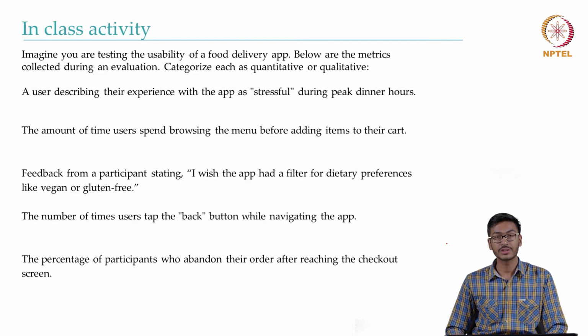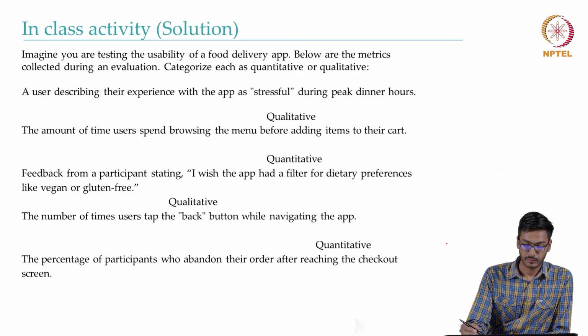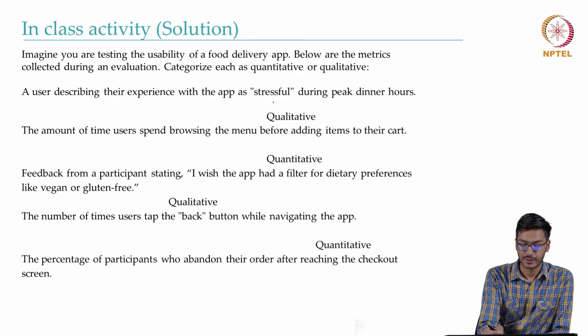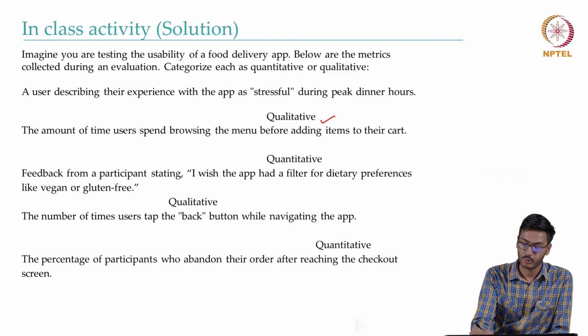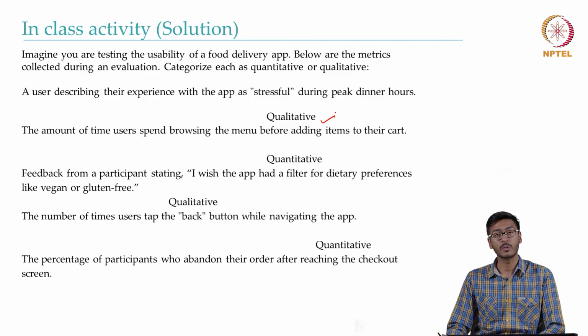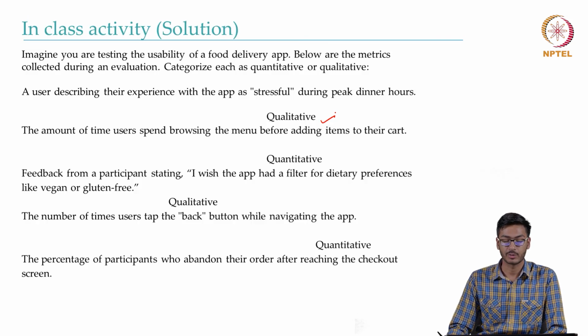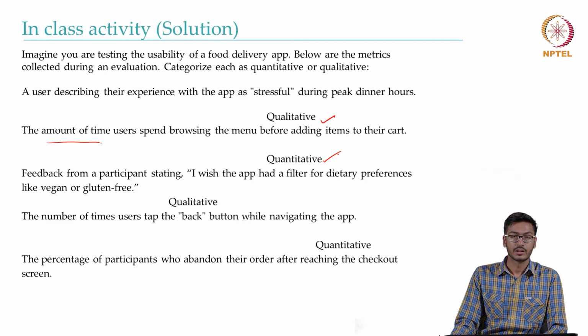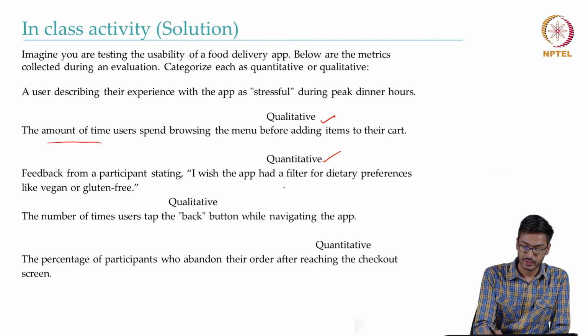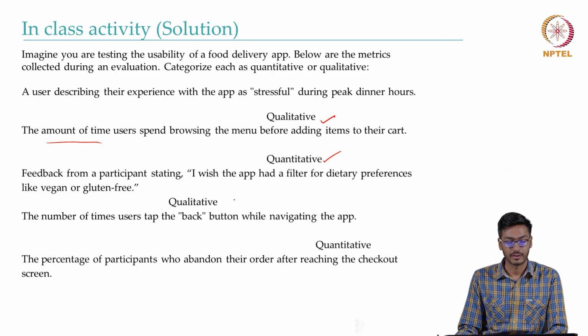Now we have some more questions. Please try doing them yourself. So, we have the user describing their experience with the app as stressful during peak dinner hours. It is definitely qualitative. The amount of time users spend browsing the menu before adding items to the cart. Amount of time, definitely quantitative. Feedback from a participant saying, I wish the app had a filter for dietary preferences like vegan or gluten free. A qualitative feedback.